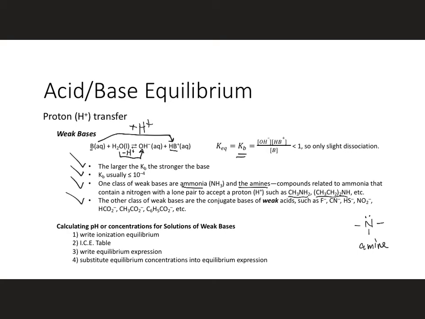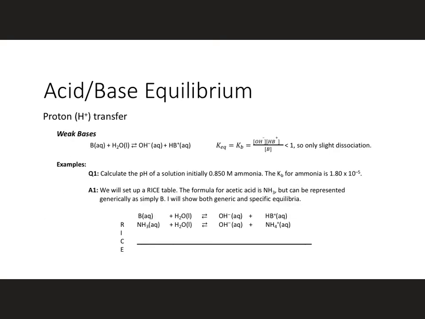The other class of weak bases are the conjugate bases of the weak acids. So F-, which is conjugate to HF, or CN-, which is conjugate to HCN, etc. All of these would be weak bases. Our calculation approach is going to be just the same as it was for the weak acids. Construct a RICE table, solve the equilibrium problem.